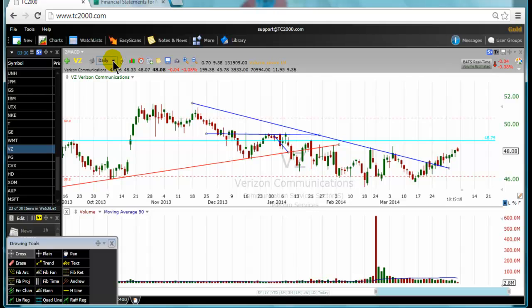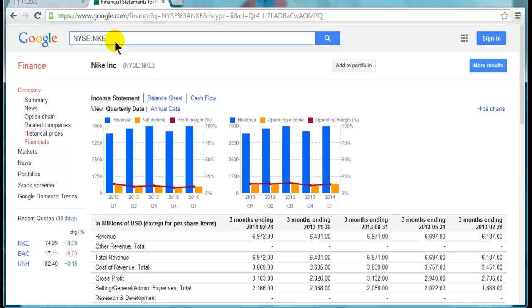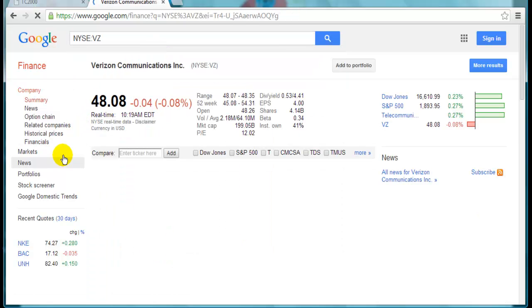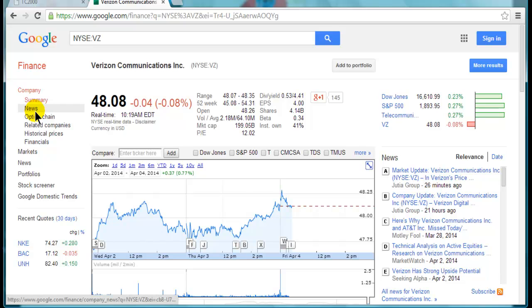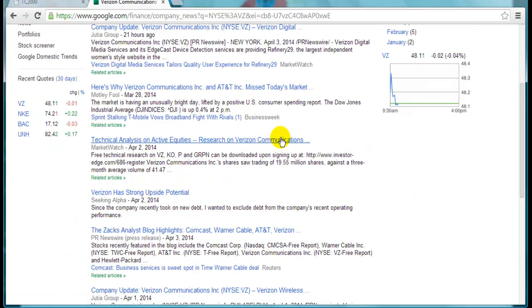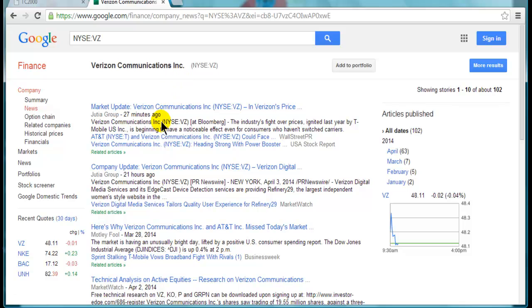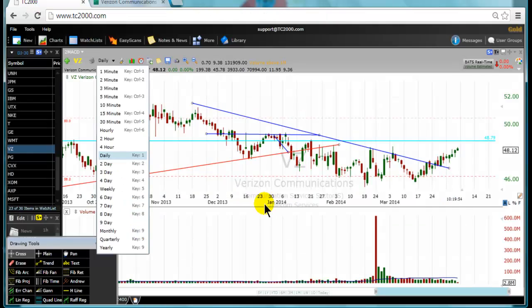But we will not stop on a daily chart. So we will go, for instance, to Google Finance and type in the ticker VZ, Verizon Communications. And we want to check the news, at least quickly. What's going on? Why? We want to know what's the story. What's happening to Verizon? Read the news and then know what's going on. Don't jump on it. And then after that, check the financials. And now use your technical trading.